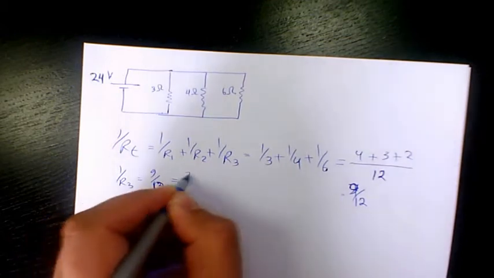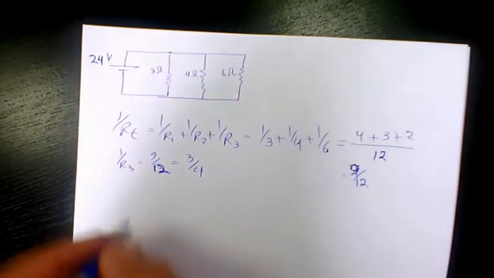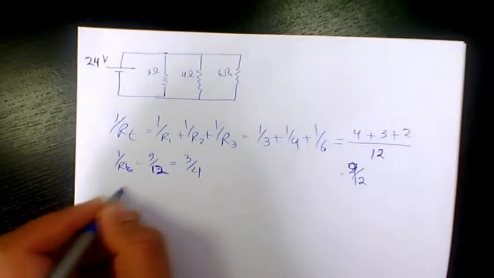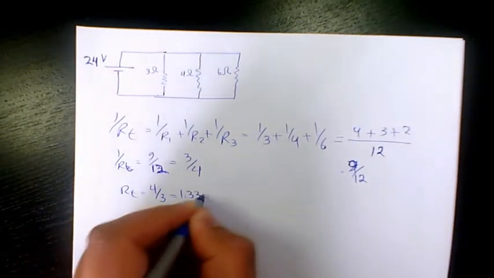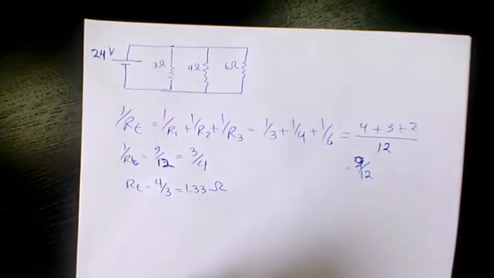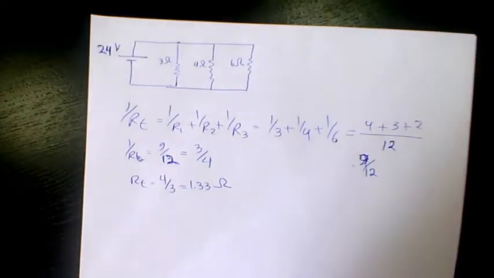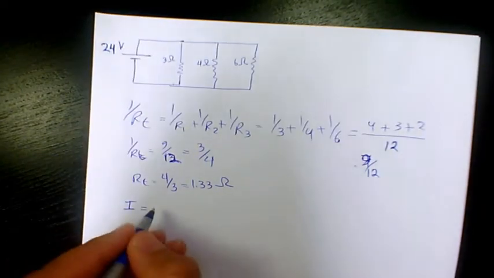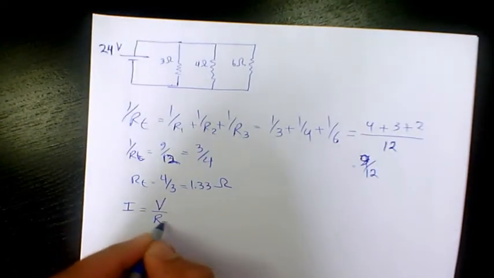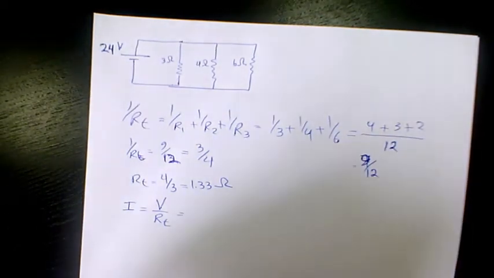Divided by 3 is going to be 3 over 4. So RT will be 4 over 3 or 1.33 ohm. So that's the total resistance. If you want to find out I, which is electric current, that's V divided by R total.